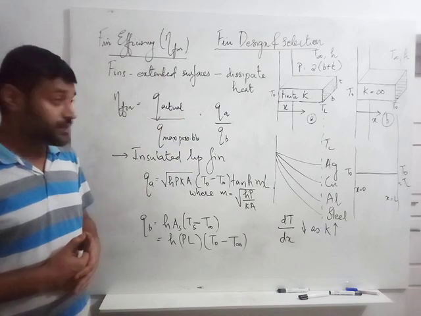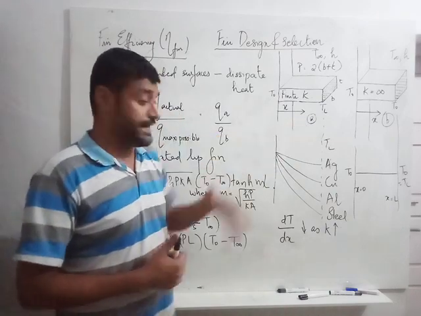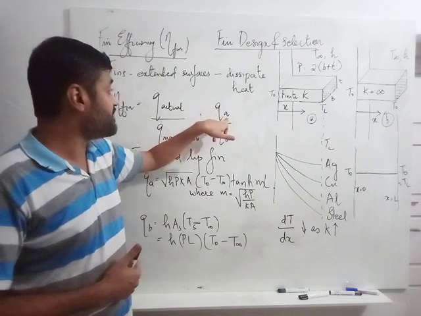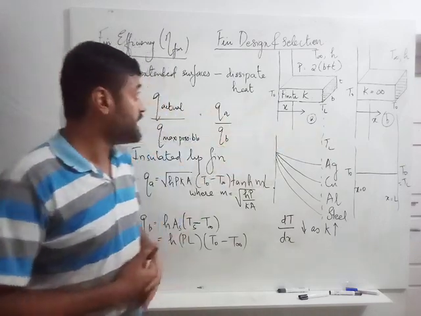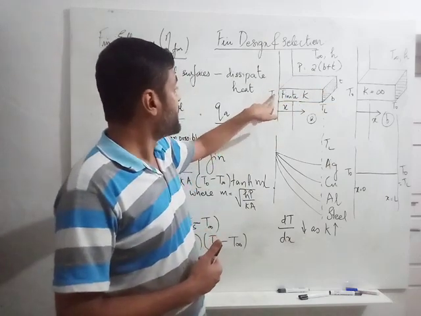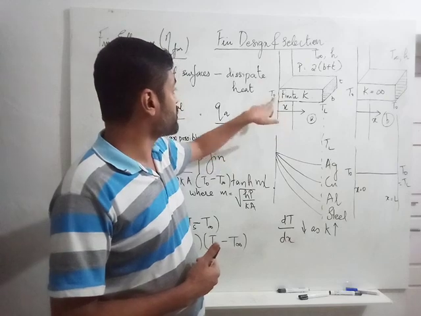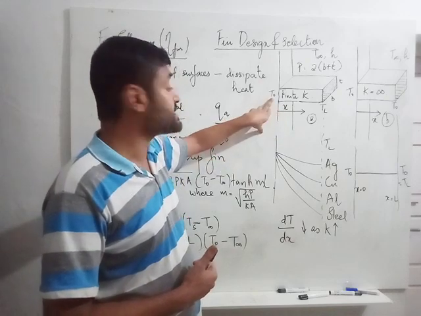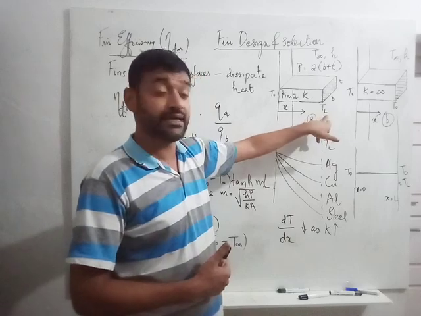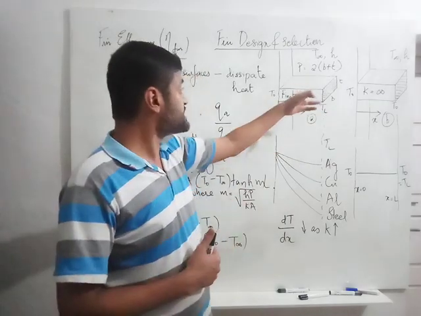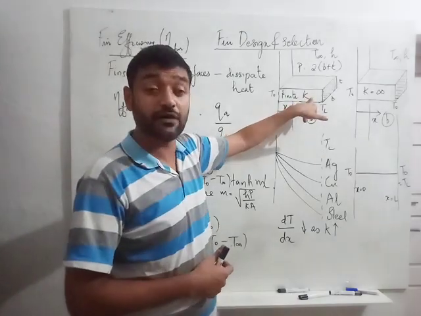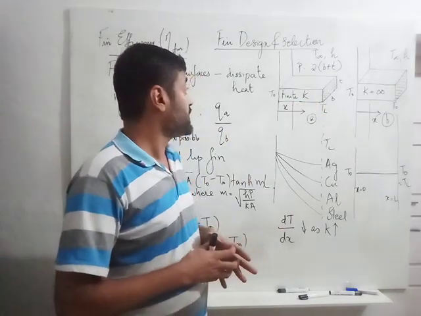Actual heat transfer. Now let us consider case A. I have denoted the actual heat transfer as QA, where A stands for the case A. I have taken a fin. Now the fin is at x equal to 0, the temperature of the fin is T0. At x equal to L, my temperature of the fin is TL. Now this fin is made of a material which has a finite value of K, the thermal conductivity of the material.